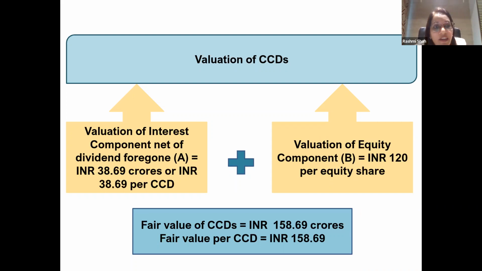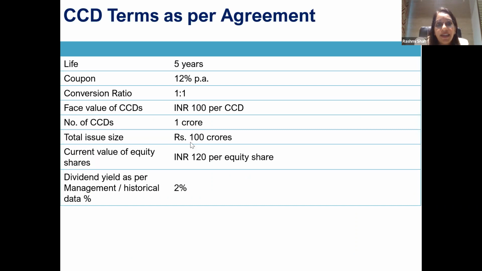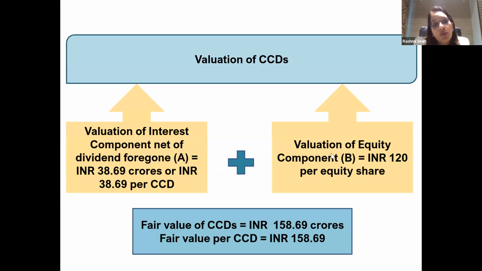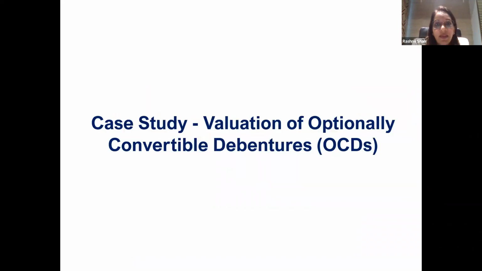Okay, so if you see the first slide, we were saying that the current value of equity share is 120 per equity share. So that same value has been assigned to the CCD as well. So this is the value of CCD in this case, 158.69 rupees per CCD. All right, does anybody do anything differently other than what was explained here? Then happy to discuss. Maybe we can take it at the end of the session.